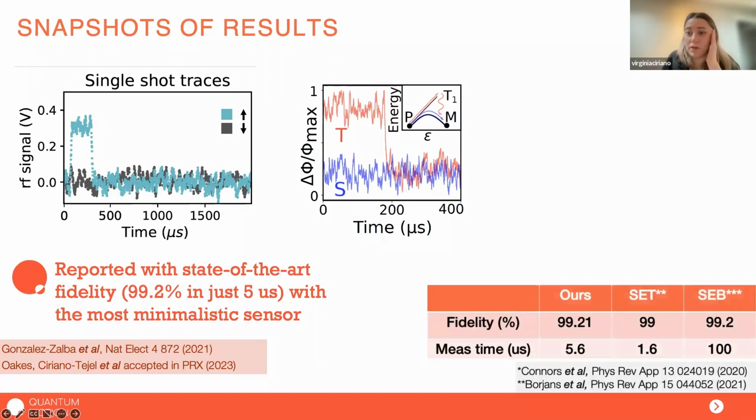If we compare with what other people have been doing, they have around the same fidelities or lower, either lower fidelity but shorter time, or higher fidelity but longer time. If you want to know, the SET is bigger than the SEB, and we are working with SEBs, which are smaller and better for scalability.